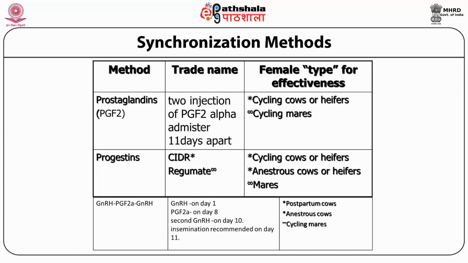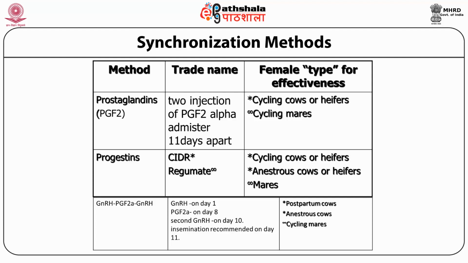These are three hormonal combinations. The first one is prostaglandins alone. Two injections of PGF2 alpha can be administered at an interval of 11 days. After 1 week of the last injection, all the animals of the farm will be in a state of synchronization.